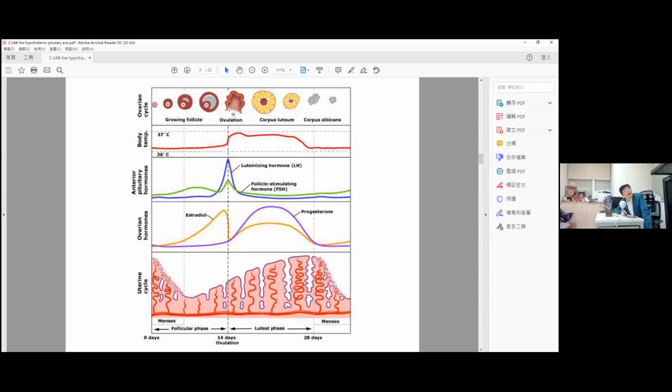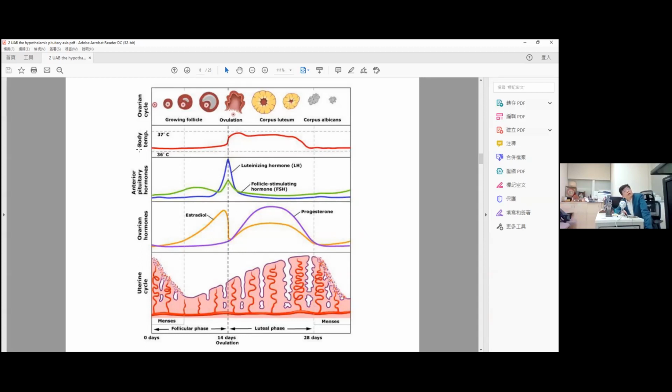Then after ovulation, they have a corpus luteum. The yellow corpus luteum produces the progesterone, the purple line. This is controlled by the pituitary gland, this hormone. So the LH surge induces the ovulation. They surge, they come down, then maintain a certain level.